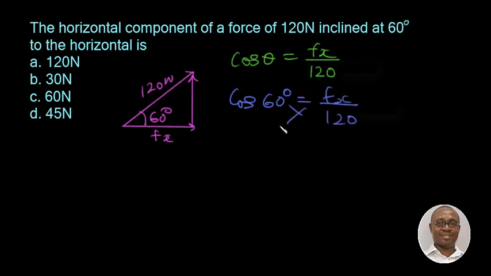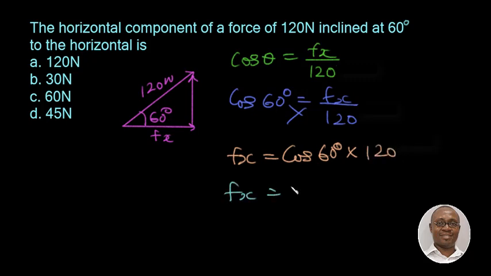So now we cross multiply. So we have Fx equals cos 60 degrees times 120, and this is going to give us cos 60 degrees is 0.5 times 120, and this will give us a final answer. If we punch this into a calculator, 60 Newton. Okay, good. So the answer option C is the right answer.